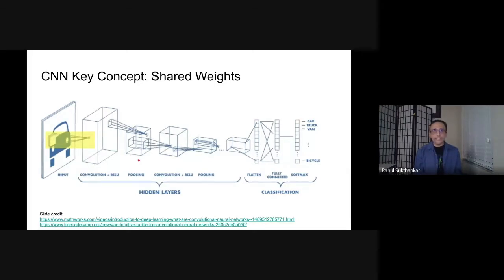And shared weights is making an assumption that one patch in one part of the image at the low levels of the neural net should be translation invariant. So if I take another patch here, for example, then you would expect the same kind of low-level features to be computed. So the combination of shared weights and local connectivity gives you this translational invariance. But that's a key part about CNNs.